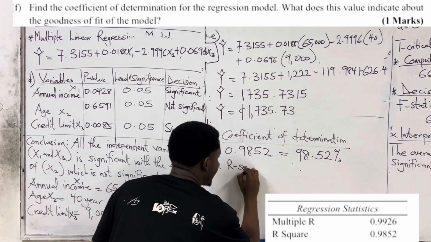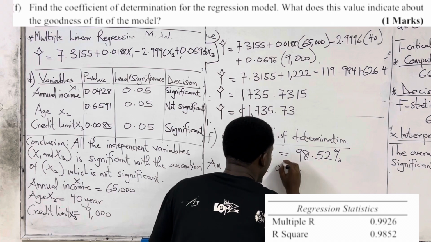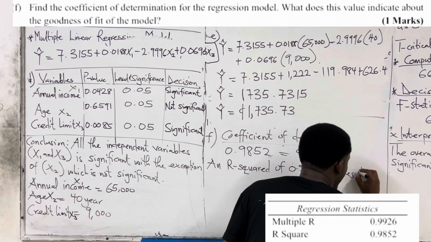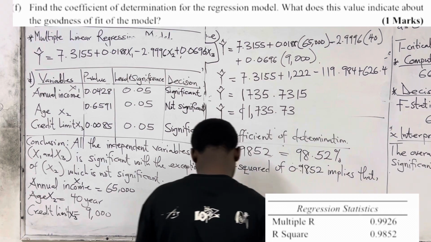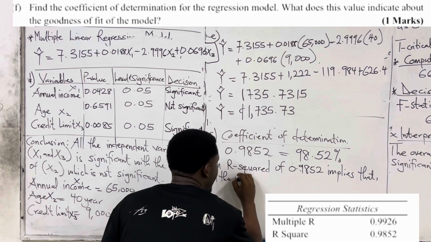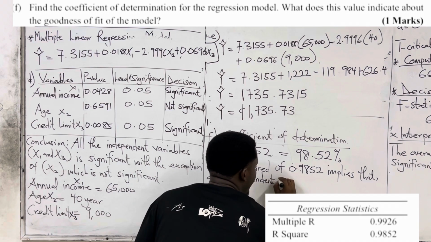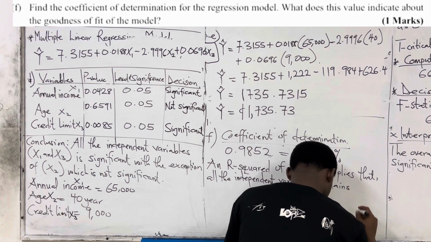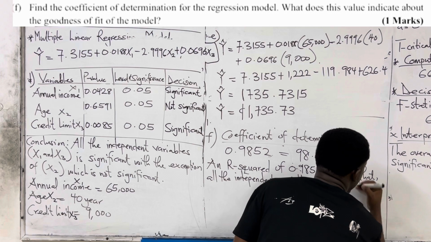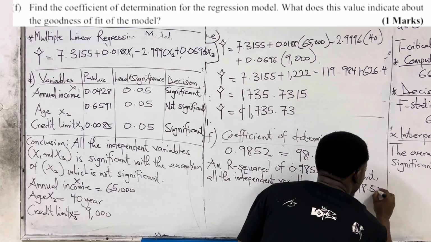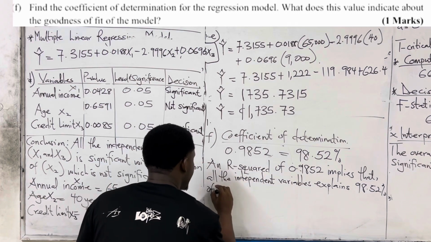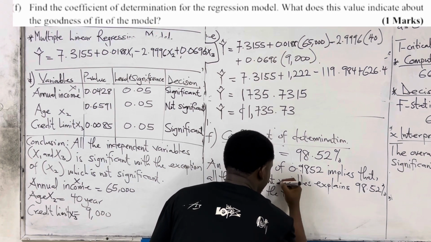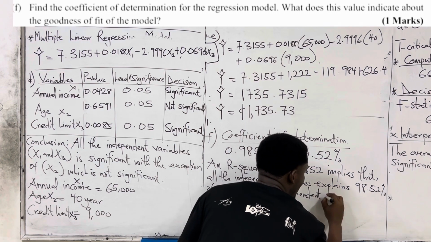So the R squared of 0.9852 implies that all the independent variables explain 98.52% of variation of the dependent variable.